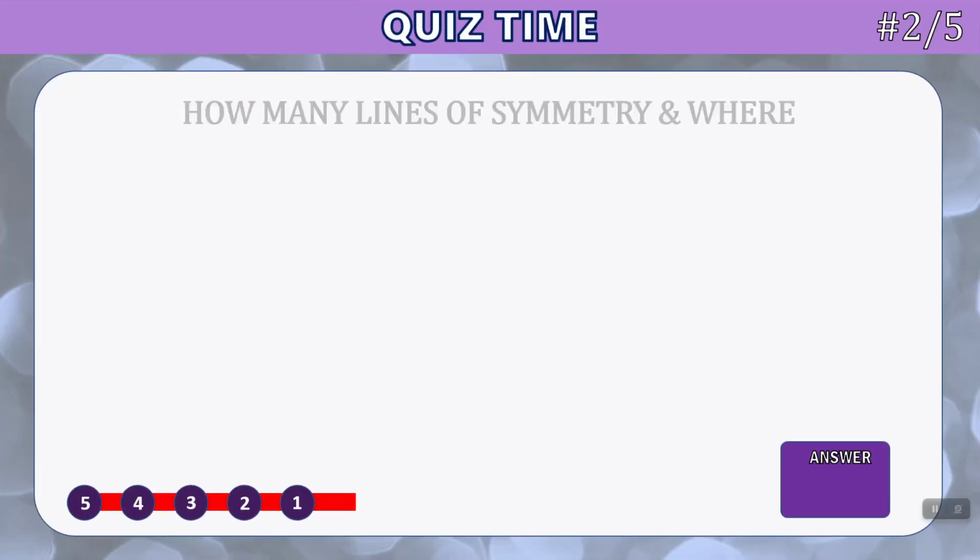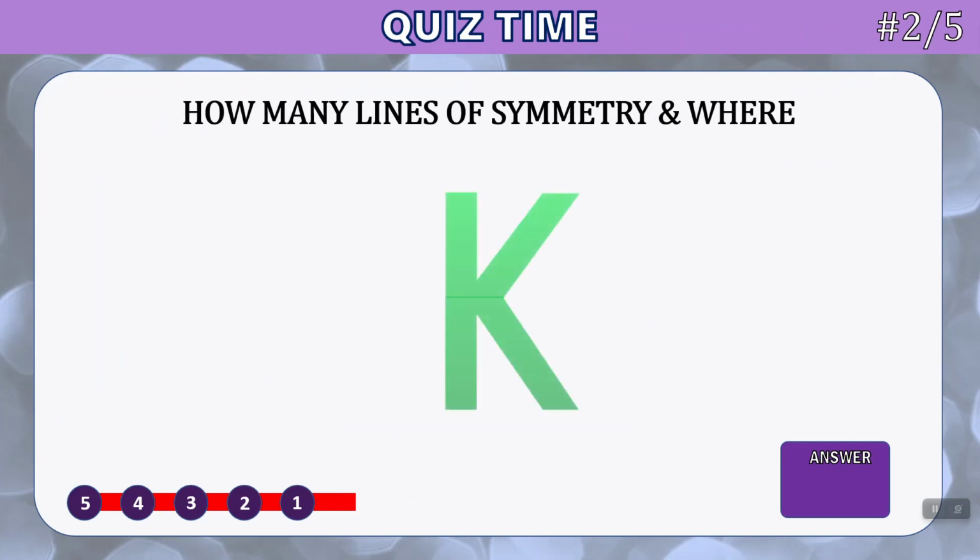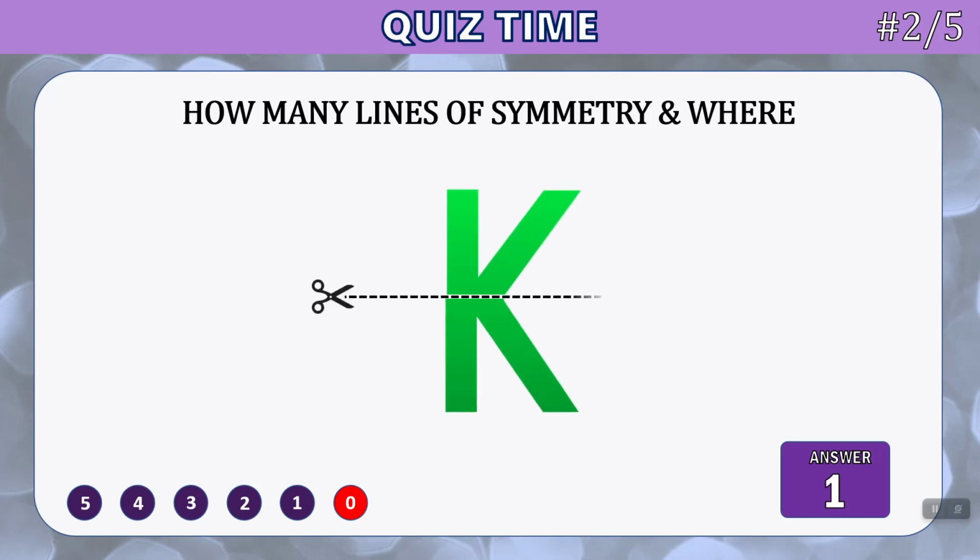Number 2. How many lines of symmetry are there in the letter K? Time's up. If you remember from earlier on, we said K has 1 line of symmetry, goes from left to right.